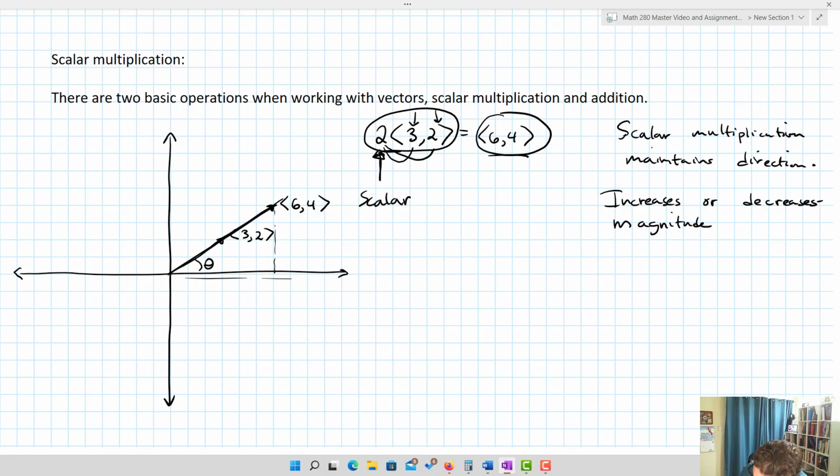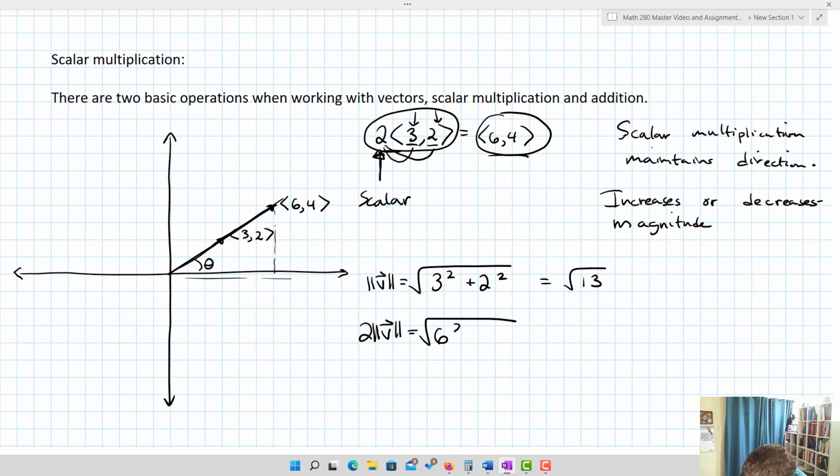So let's take our standard position vector. Whenever we have standard position vectors, they're really easy to find lengths. That's going to be the square root of 3 squared plus 2 squared, which is the square root of 13. That's our first vector, so we'll call that v. Then we'll take 2 times v, which we already know to be (6, 4), so that's the square root of 6 squared plus 4 squared, which equals the square root of 36 plus 16, which is 52, and that is 4 times 13, which is 2 times the square root of 13.